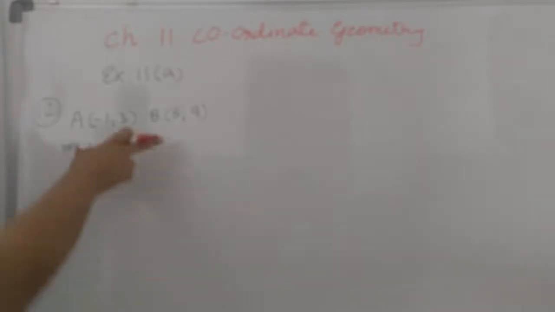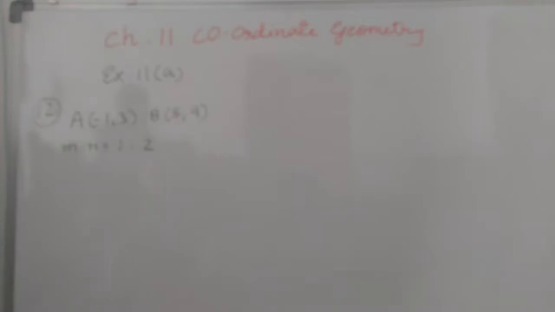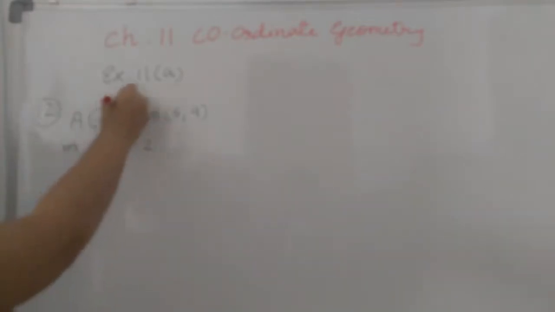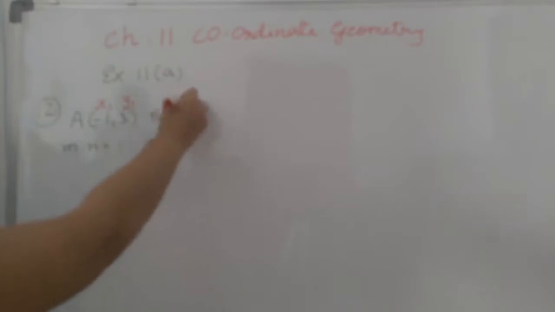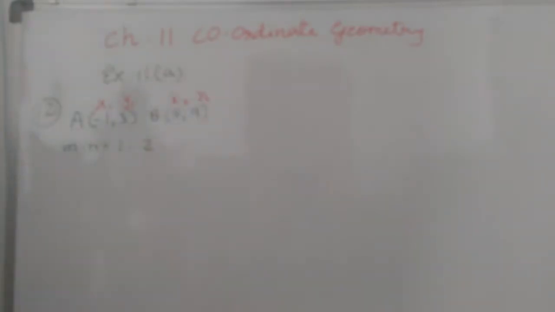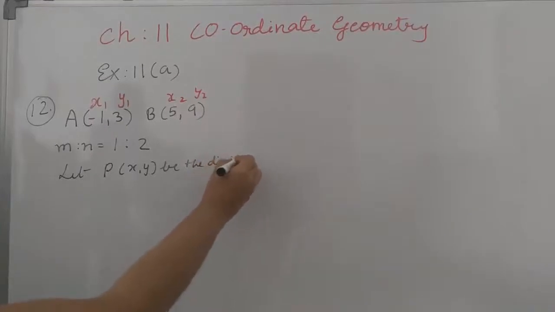Calculate the coordinates of the point P which divides the line joining A (minus 1, 3) and B (5, 9) in the ratio 1:2. So here we have to find point P, which is the dividing point of line segment AB in this ratio. So we'll use our section formula. Let us take this as x1, y1, x2, y2. And let P(x, y) be the division point here.